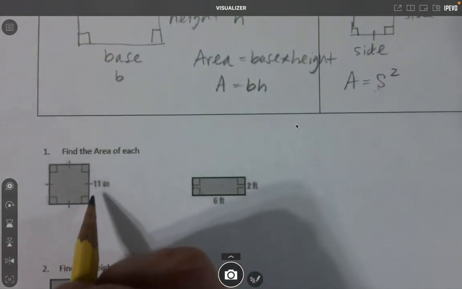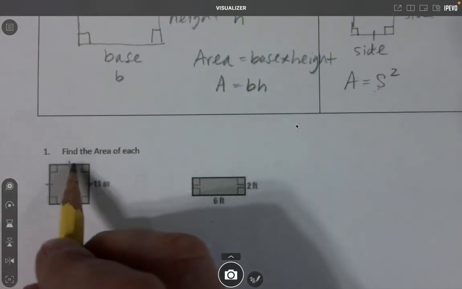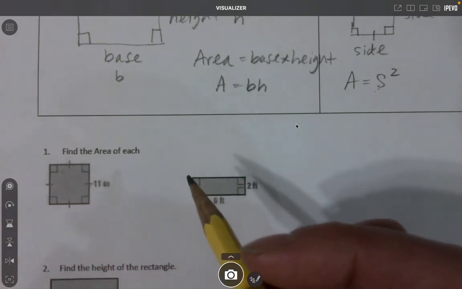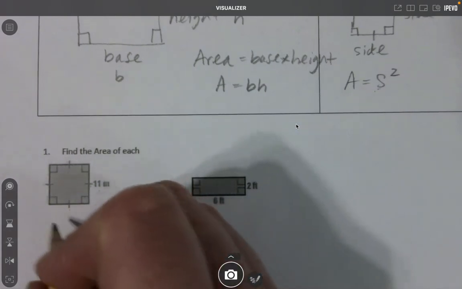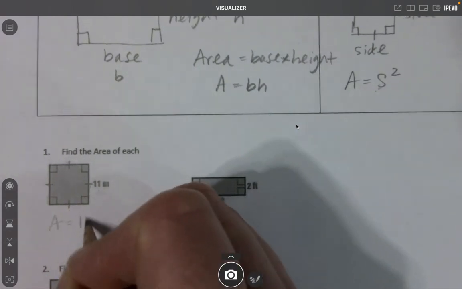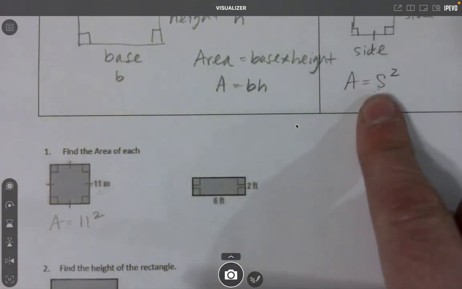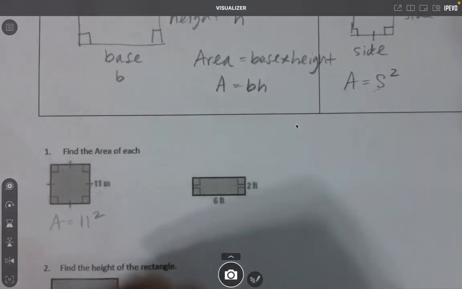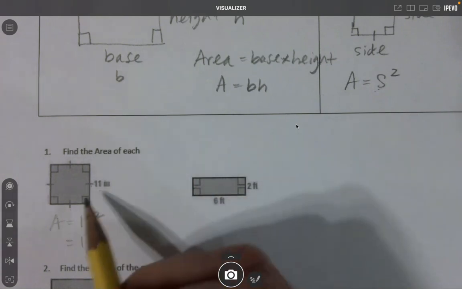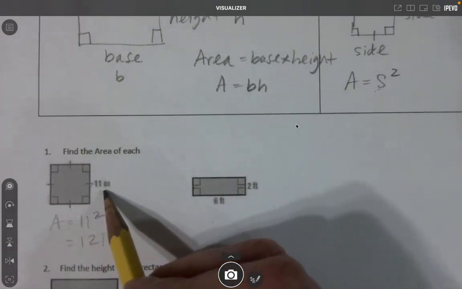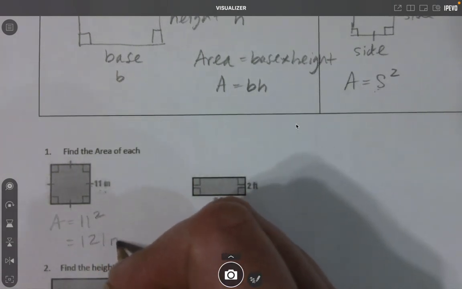So the first one, we can notice the 4 equal sides and the 4 equal angles. And one side of it is 11, so we know we're doing a square. So then my area is going to be 11 squared. I'm following this formula for square that we have right here. And 11 squared is 121, because when we multiply 11 times 11, we're also multiplying meters by meters. It's going to be meters squared.